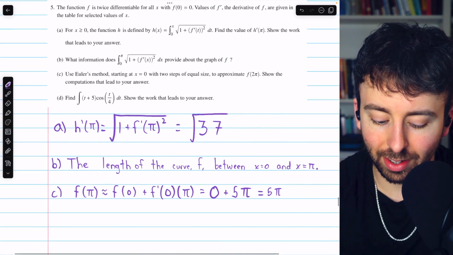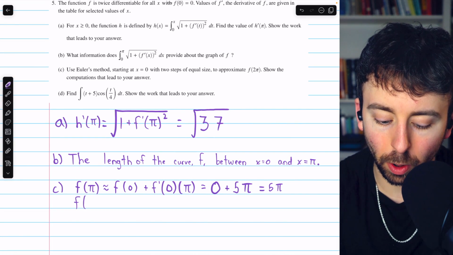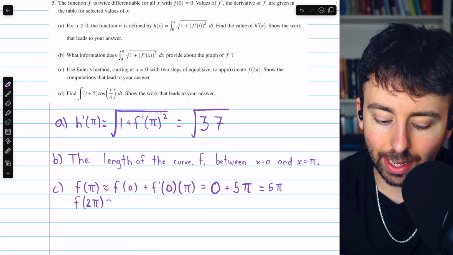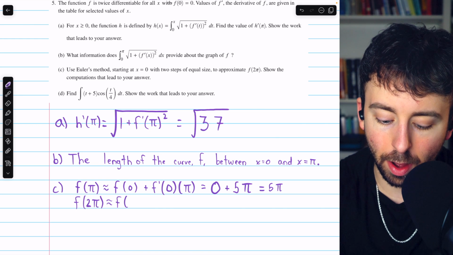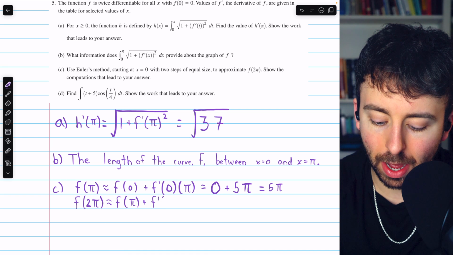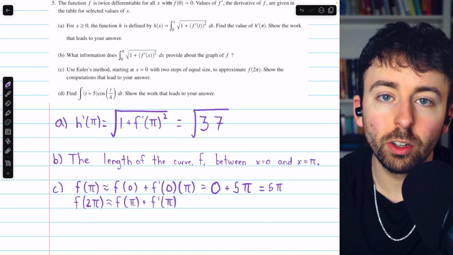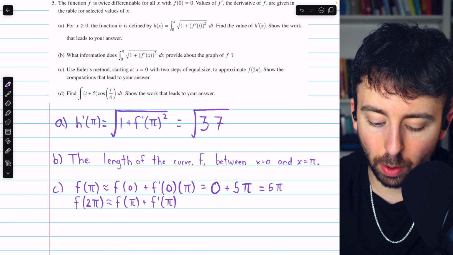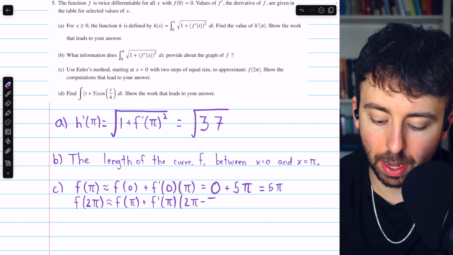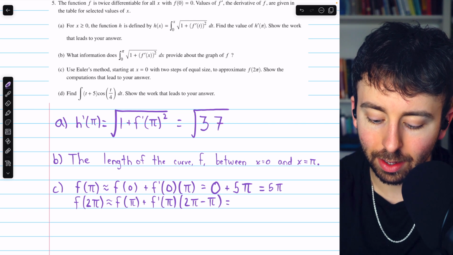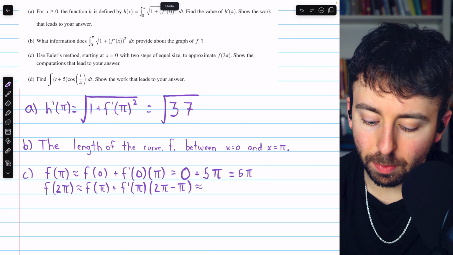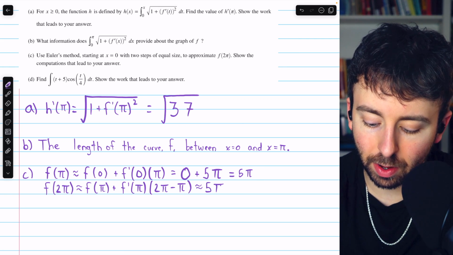And now we can do this process again to take another step forward and get an approximation of f of 2 pi. F of 2 pi is about f of pi plus the derivative of f at pi multiplied by the change in x. If we're going from pi to 2 pi, the change in x is just 2 pi minus pi, which of course is pi. So let's start to plug in some of this information. F of pi, we know from the first step, is about 5 pi. So this is about 5 pi.